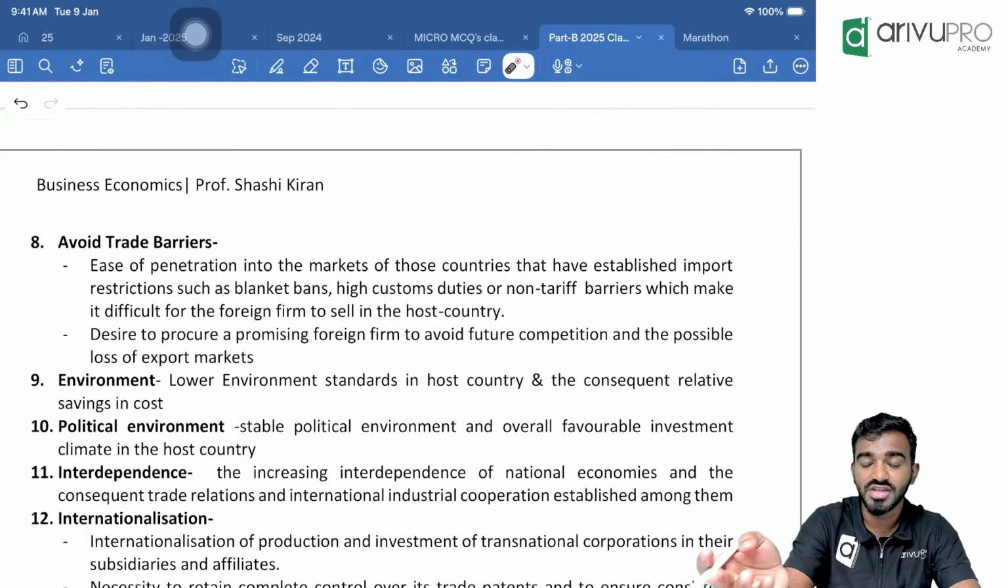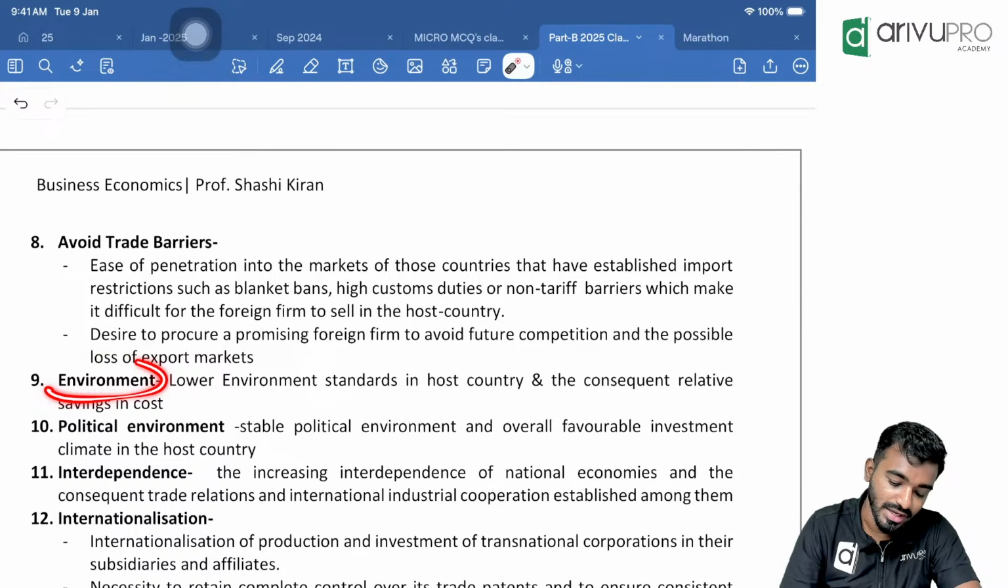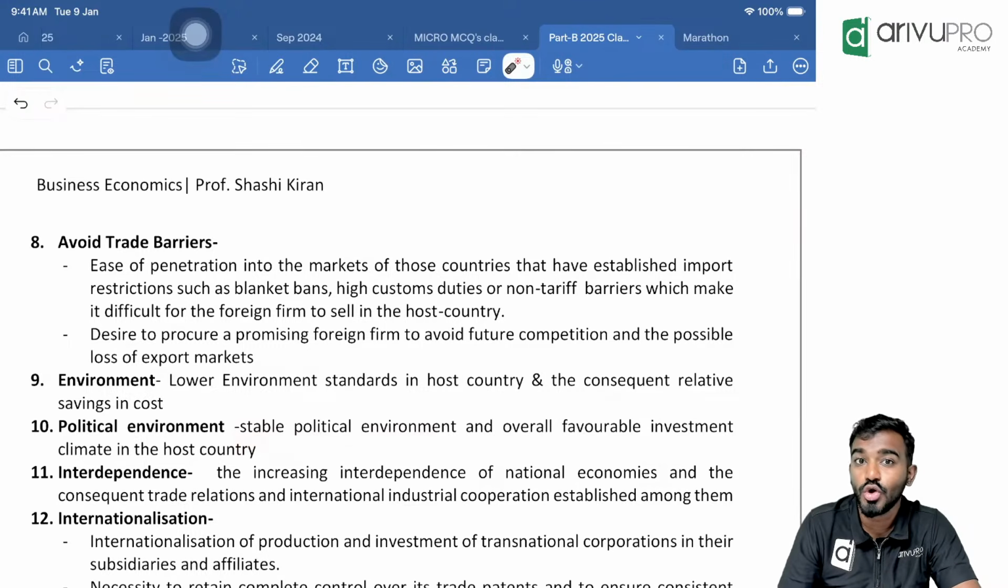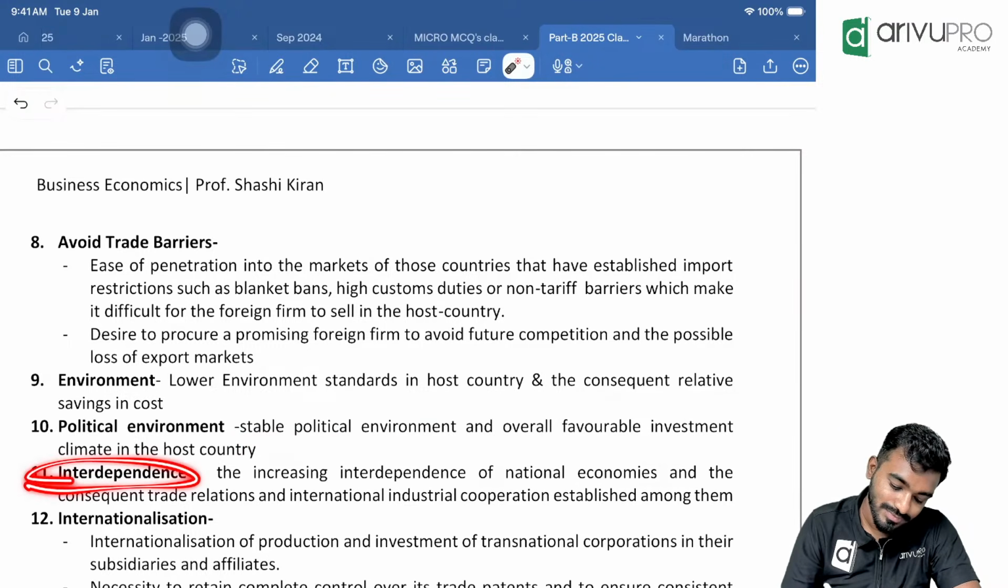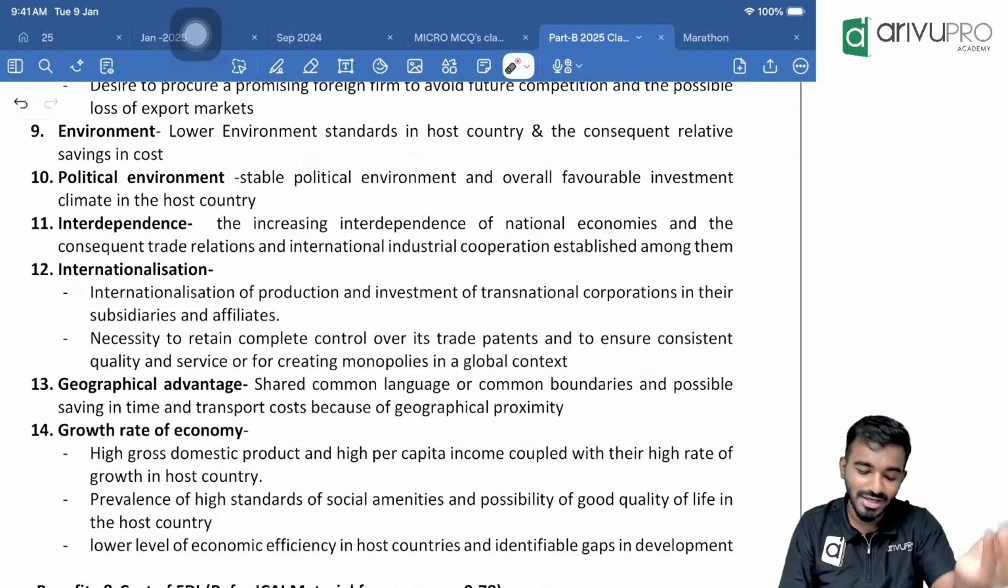If I send goods, the finance minister used to impose all these tariff barriers. There were 15 types, right? So I entered India. Apple is one best example. Environment standards are too low in India, that is why we'll come to India. Political environment: at the moment, only Modi is stable, with no good opponent at all. Next, there is high interdependency for market, technology, raw material, employees, so better I will come down.